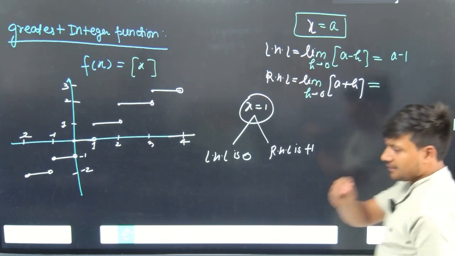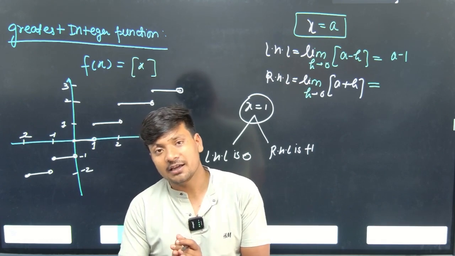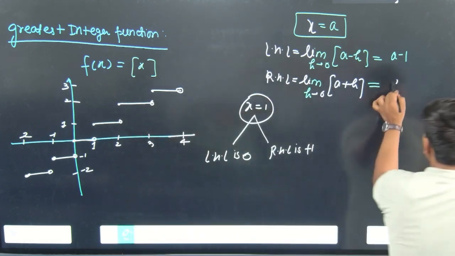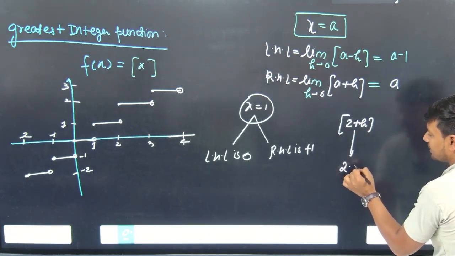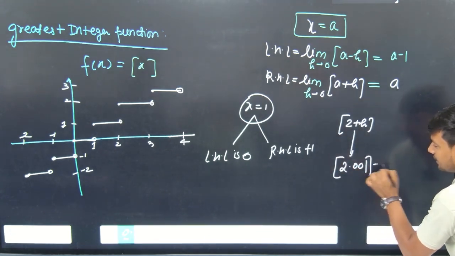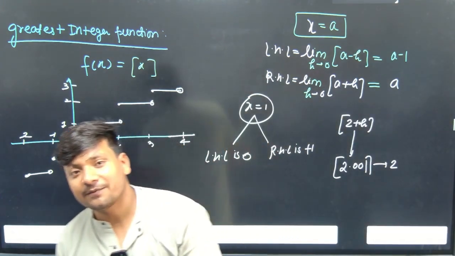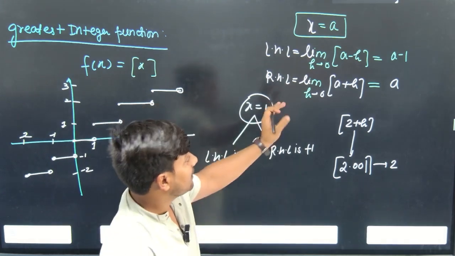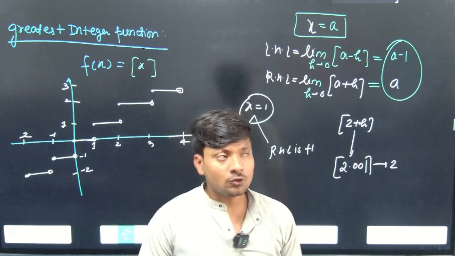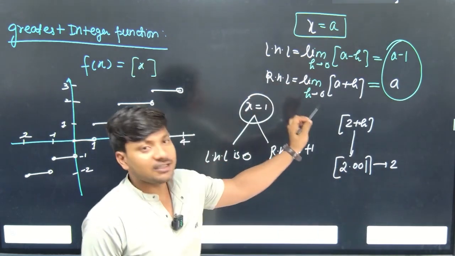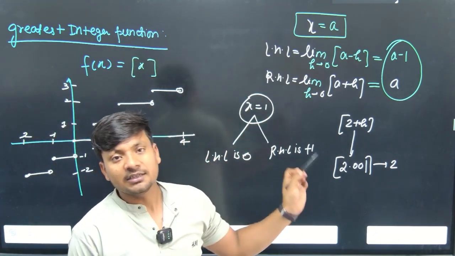And if we add a very small quantity to an integer, the greatest integer will give the same integer, that is a. Suppose we add 2 plus h, which is something like 2.001, then the greatest integer gives 2. Adding a very small value does not affect the integer and gives the same value. Now you can see that both are different, not equal. So at x equal to a, this function is not continuous.